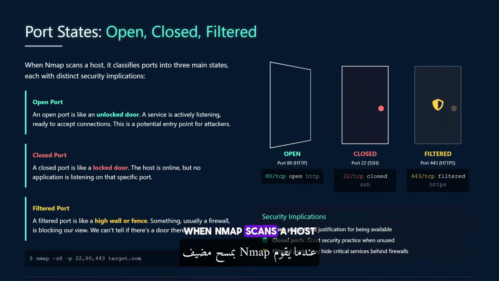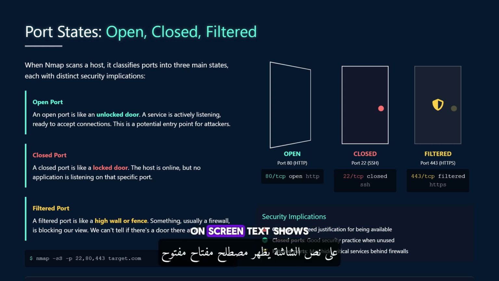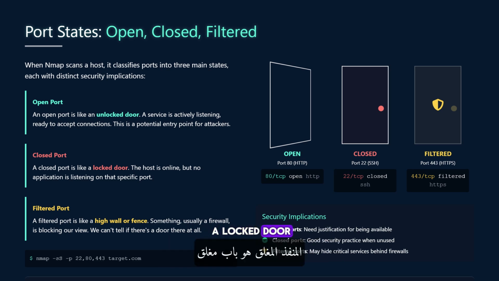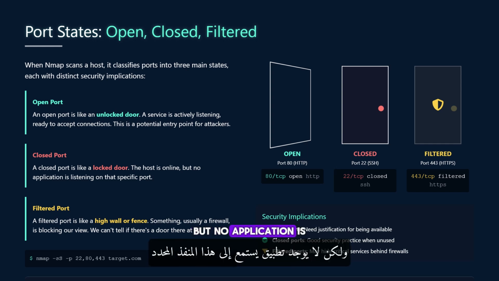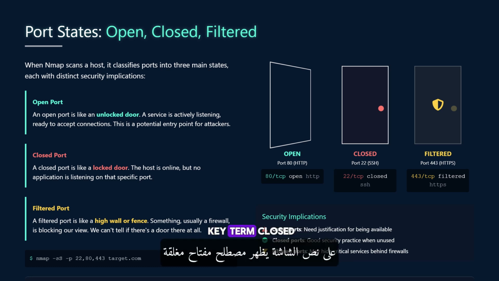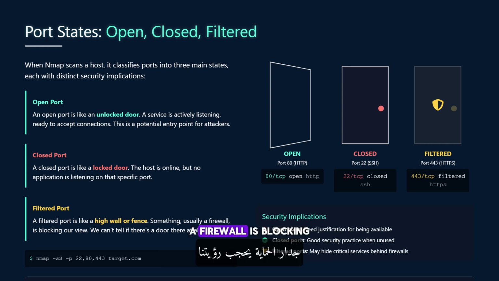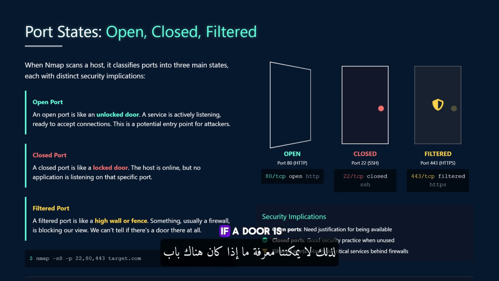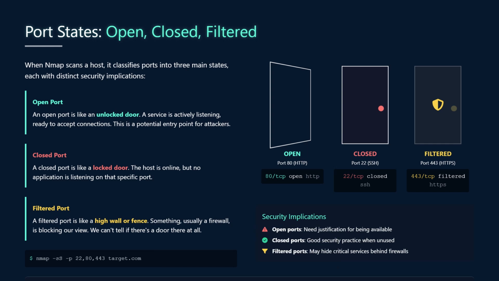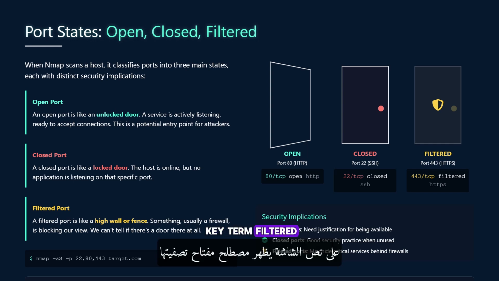When Nmap scans a host, it checks the state of these doors. An open port is like an unlocked door. A service is actively listening, ready to accept a connection. On-screen text shows key term open. A closed port is a locked door. The host is online, but no application is listening on that specific port. On-screen text shows key term closed. And a filtered port is like a high wall or fence. A firewall is blocking our view, so we can't tell if a door is even there. On-screen text shows key term filtered.